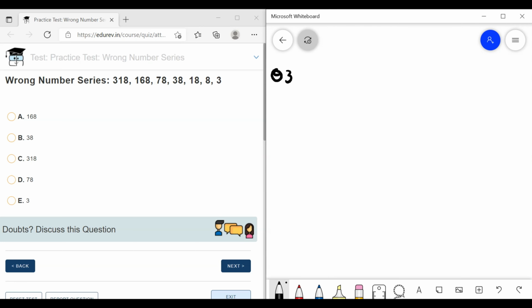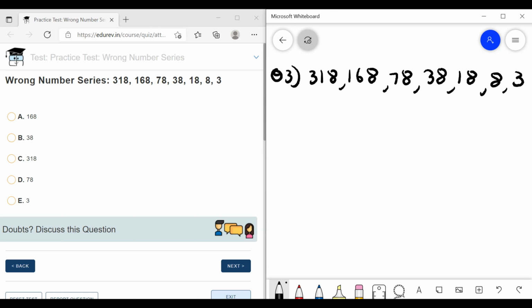So for question number 3, we have 318, 168, 78, 38, 18, 8 and 3. Okay, so as you can see, it is a decreasing series. It's very clear. So it's a decreasing series. So this means that there is going to be a division in it.